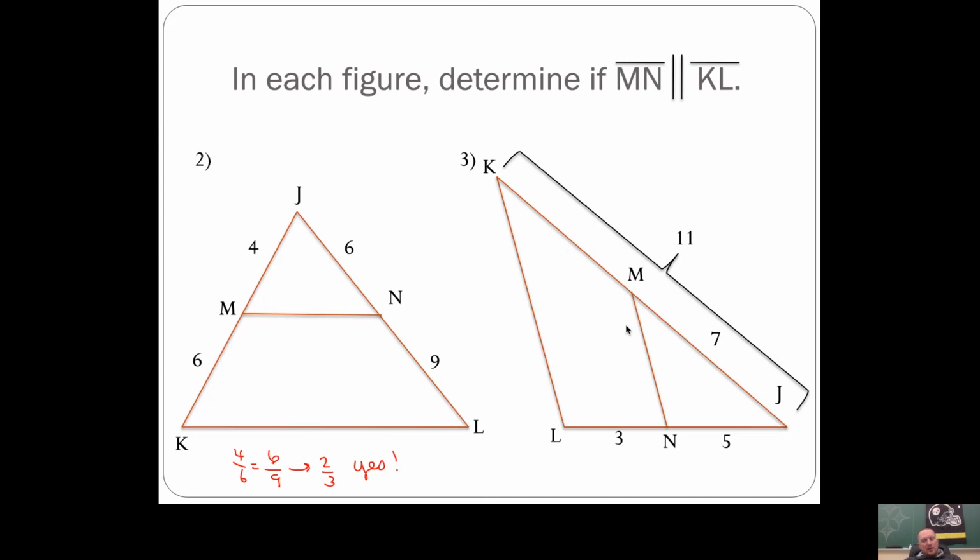This whole side is 11. This whole side is 7. This piece right here must then be 4. 4 and 7 make 11. And the ratios I'm going to check, I'll check 7 to 4. Is that the same thing as 5 to 3? Both of these are reduced. They're not equal to each other. So this segment and this segment are not parallel.